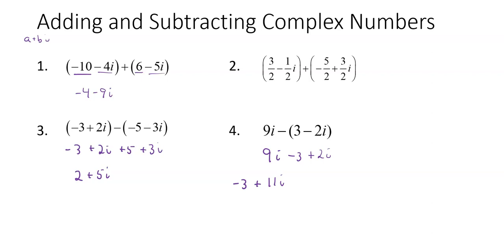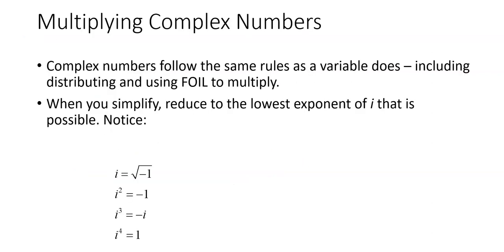Multiplication and division require a couple of additional things. One of them is the recognition that these complex numbers actually go in groups of 4. So i is the square root of negative 1. If you were to take this and square both sides, you'd get i squared on one side. The square root of negative 1 squared is just negative 1. So i squared is actually a real number. It's negative 1.